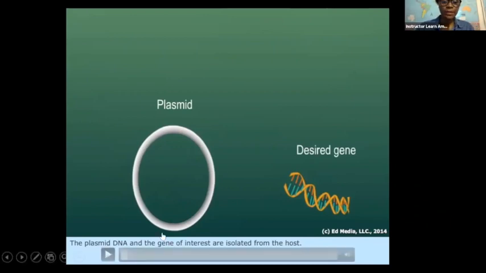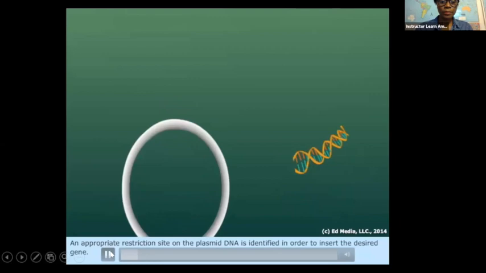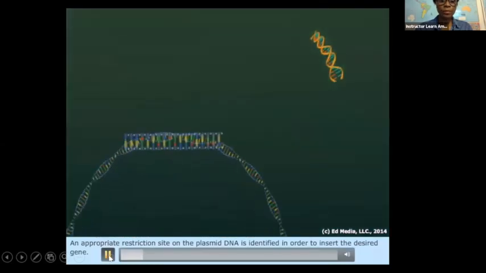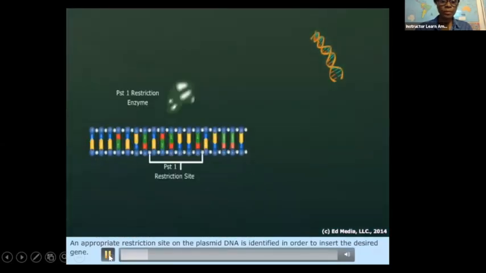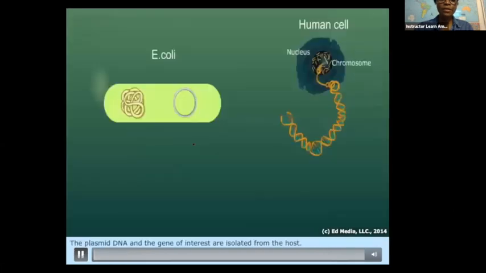So the process continues. An appropriate restriction site on the plasmid DNA is identified in order to insert the desired gene. All right, so we're going to have a specific code. We're going to isolate a specific area. We're going to use a restriction enzyme that will know where to bind on that plasmid DNA from the bacteria. It's going to open it up.